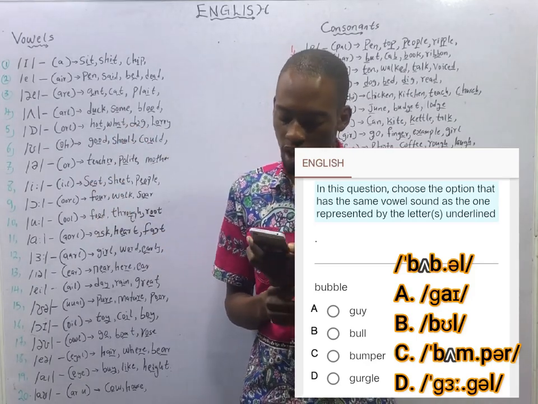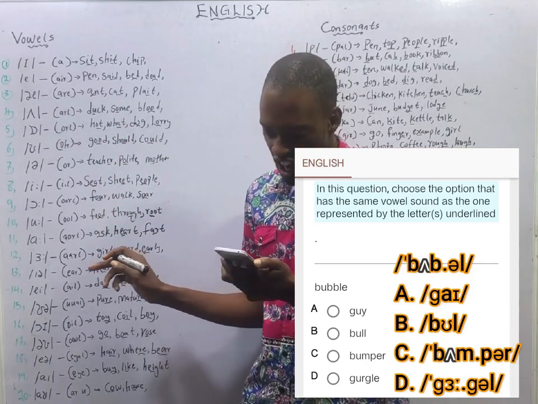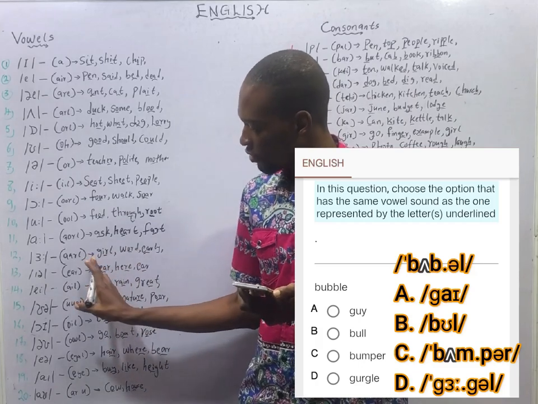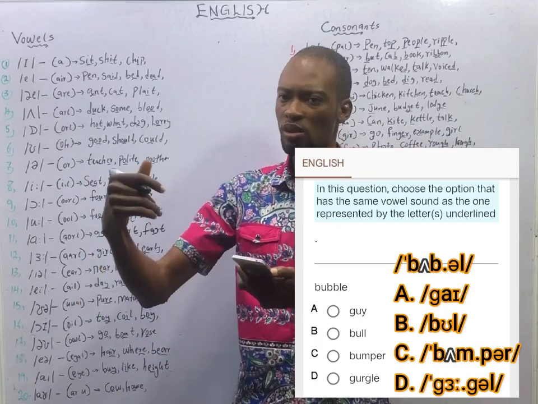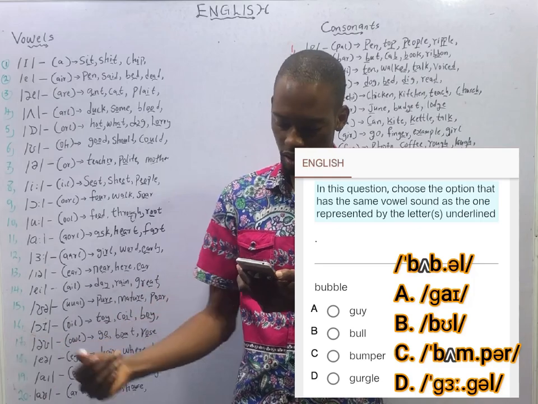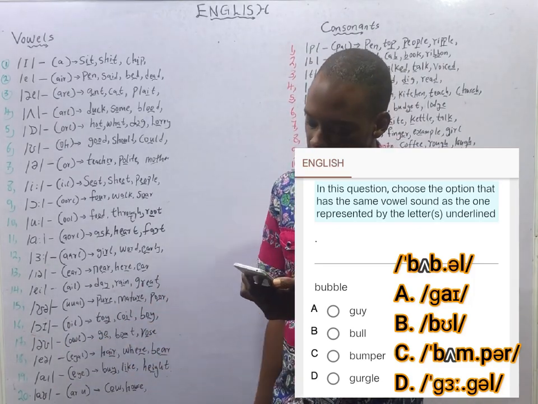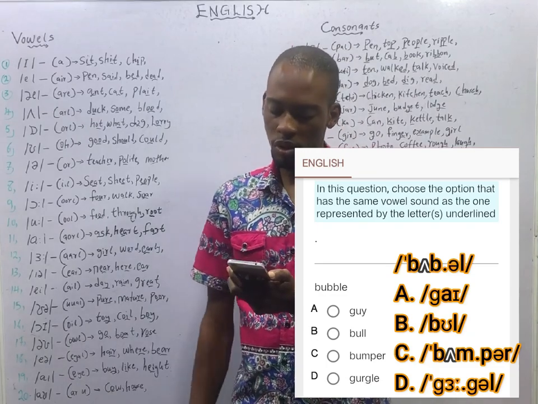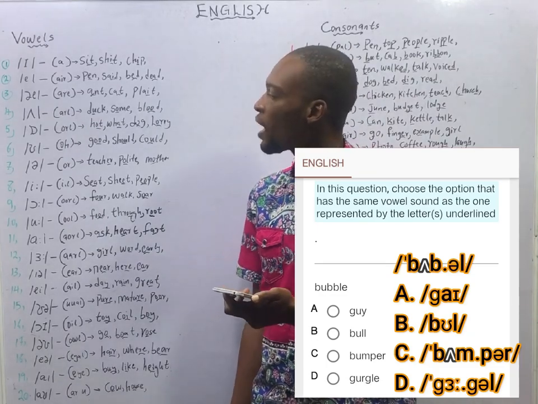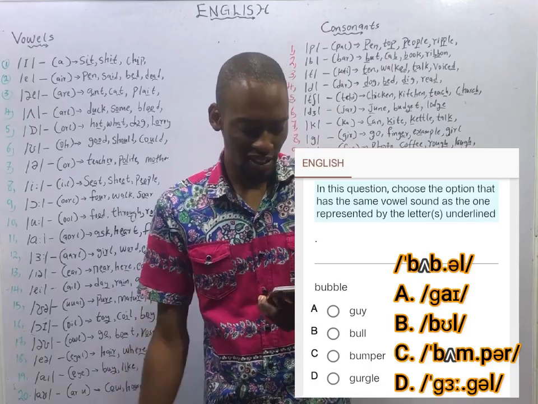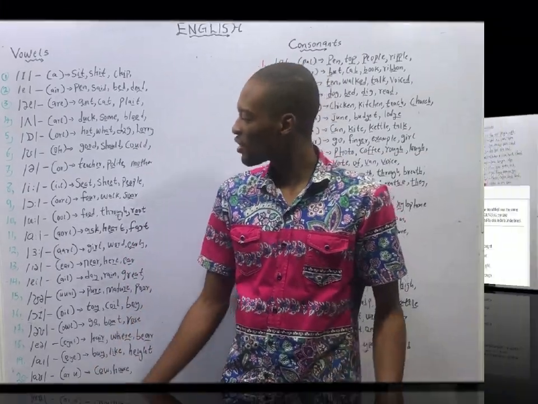Then we have goggle. It actually has the R sound, this time around the long version of the R sound. So ladies and gentlemen, option C is correct. It has the R sound, which is also present in babble. That is it. I hope this makes a lot of sense to you.